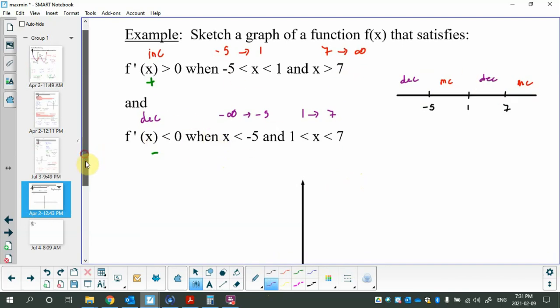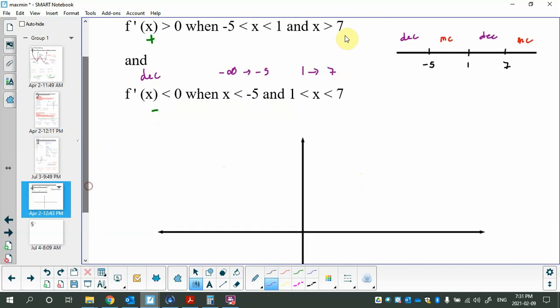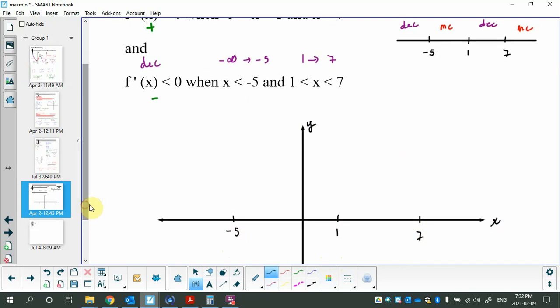So now all we have to do is take that stuff we did right here and add it to this picture. So again, I'm going to take a little tick and put -5 on the x. I'm going to put a little tick for 1. Scale doesn't matter as long as you're numerically accurate. And 7 out here. So I have to decrease, increase, decrease, increase. And it doesn't matter how you do this. So I'm going to pick blue for fun.